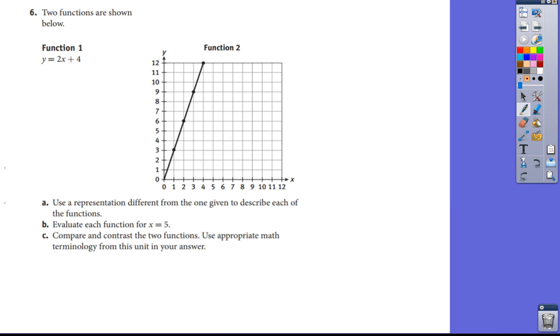All right, technical difficulty, but we are on to number 6, which is probably number 5 for you. I know the numbers are all weird. Okay, so they give us function 1 and function 2. It says use a representation different from the ones given to describe each of the functions. So I kind of helped you out with that and gave you a little guidance.